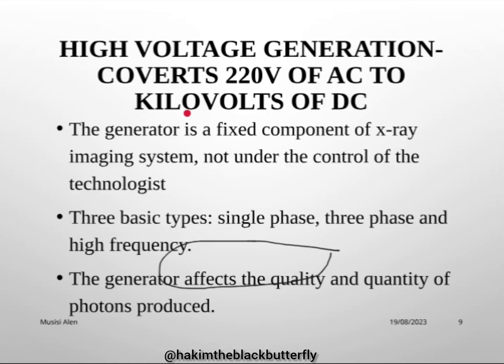So the generator is a fixed component of the X-ray imaging system. Most of the things that it does are not under your control. It's only the kV and mA that are under your control. When you feed the kV and mA, of course, you're controlling this generator. But most of the things that it does are not under your control. For example, rectification of the voltage, or conversion of the voltage from AC to DC, is not under your control.